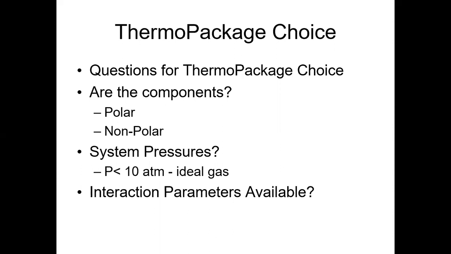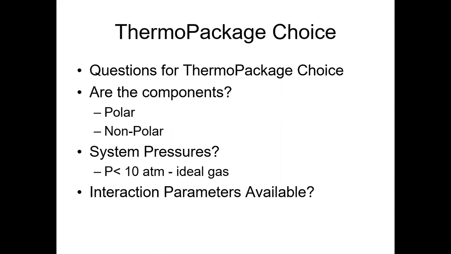So the first question that we are going to ask ourselves about the package, about our components, is: do we have any polar or non-polar compounds? If we have polar, what do we need to do? If we have non-polar, what do we need to do? And our system pressure, if it is less than 10 atmosphere, then we know that our system will be mostly behaving ideally, or at least we are safe to assume the ideal relationship.